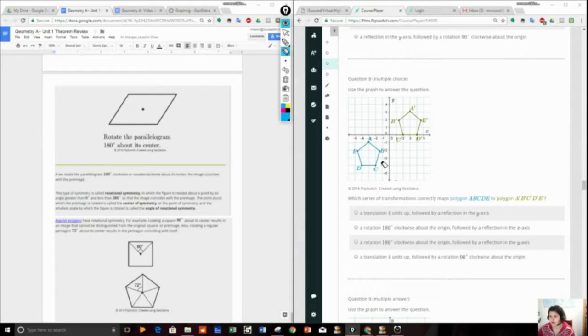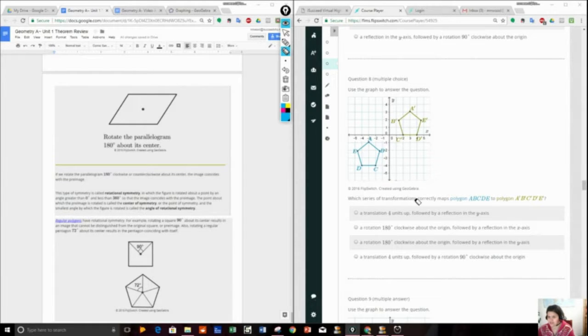Okay, so we have a pentagon A, B, C, D, E, and pentagon A prime, E prime, D prime, C prime, B prime. I was looking at it in a clockwise rotation, and so that's why I read it A prime, E prime, D prime, C prime, B prime. And that's a key to me that something happened with a reflection.